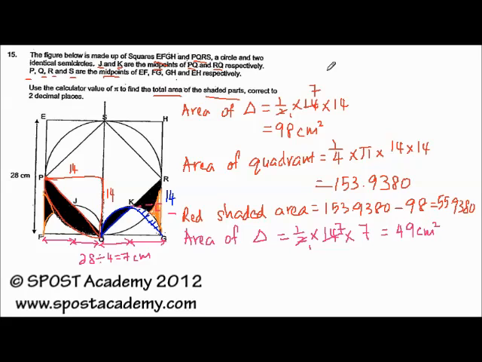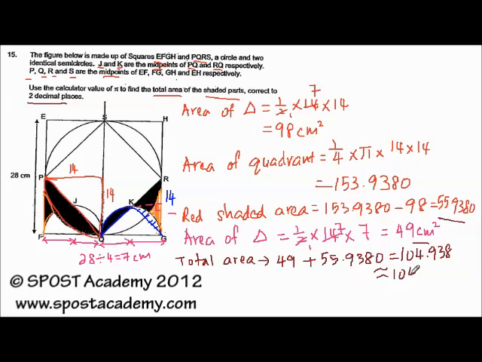Thus, to find the total area, you just need to use 49, which is here, plus the red shaded area, which is 55.9380. And I will get 104.938. Since the question is asking us to correct to 2 decimal places, it will be 104.94 cm square.